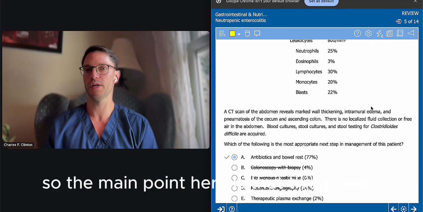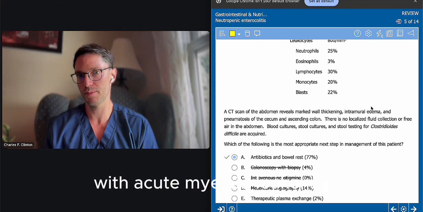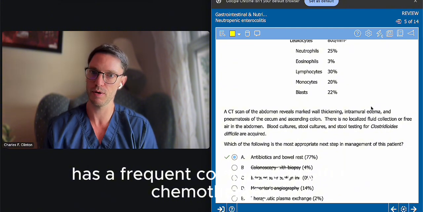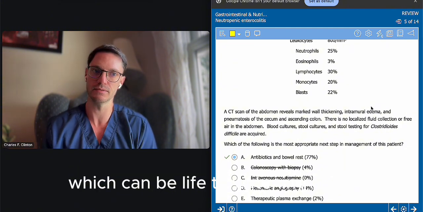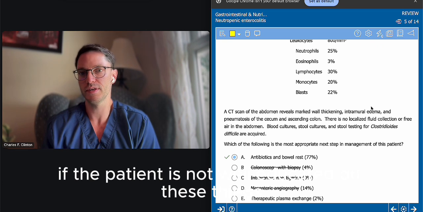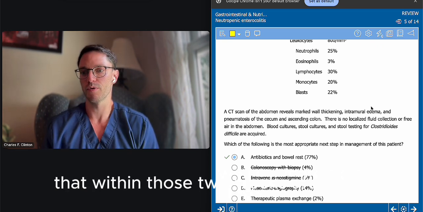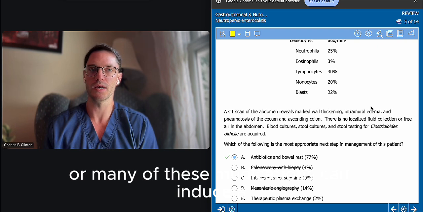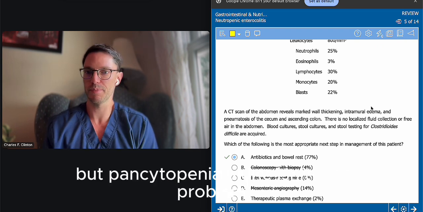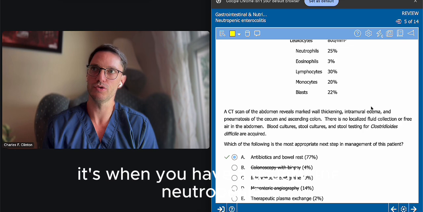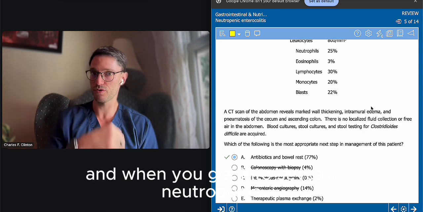So the main point here is that this patient with acute myeloid leukemia has a frequent complication after chemotherapy, which can be life-threatening if the patient is not well educated on these things. Chemotherapy poses the risk, of course, that within those 2 weeks after that, many of these medications can induce a pancytopenia. But pancytopenia alone isn't the problem. It's when you have usually the neutropenia. And when you get into severe neutropenia, even worse, right?